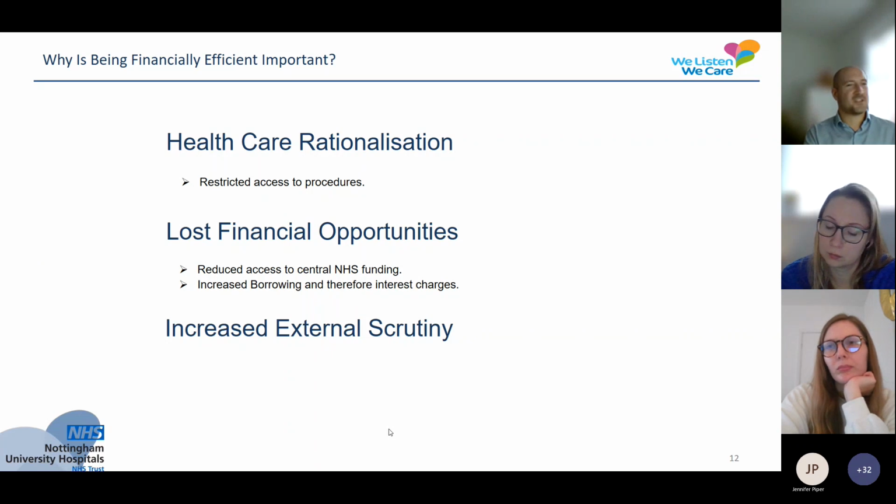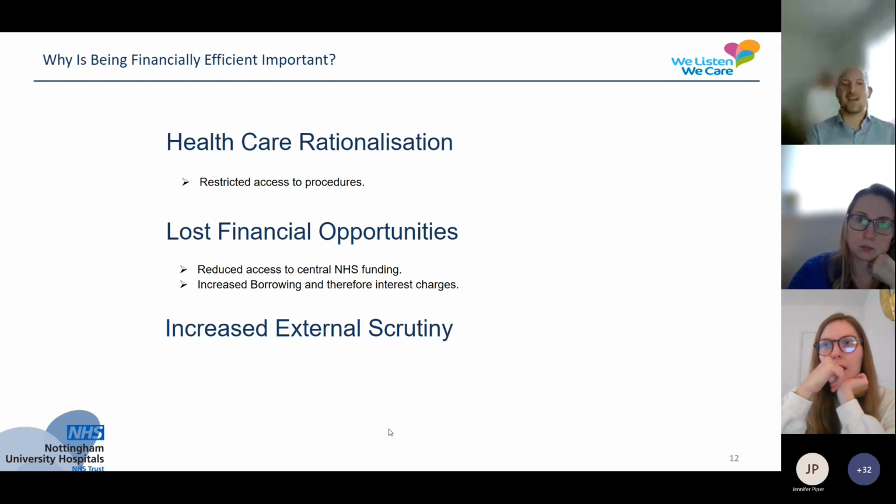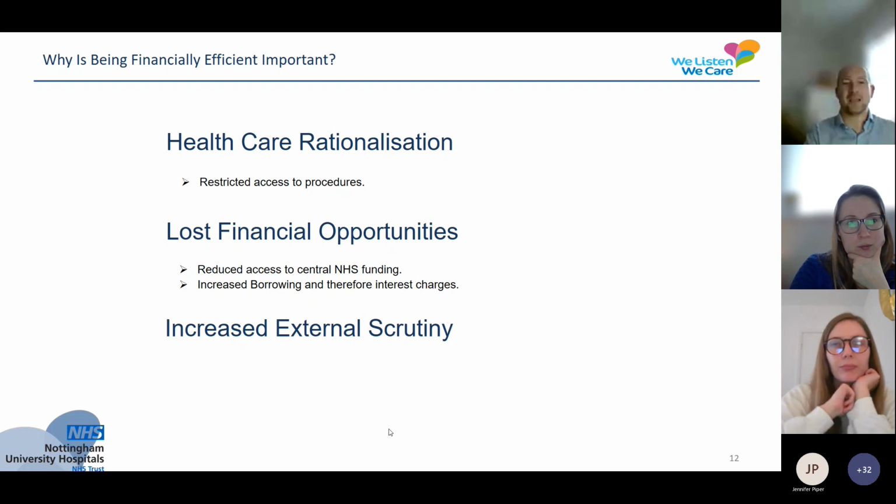They used to be called procedures of limited clinical value, but the terminology was quite emotive. So they've been changed to restrictive access policies. Essentially these are local to whichever area you're in, but they restrict access to certain procedures because there is insufficient resource within those systems to fund everything, and so they've rationed the least important.